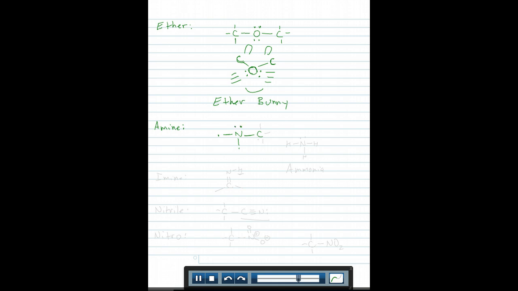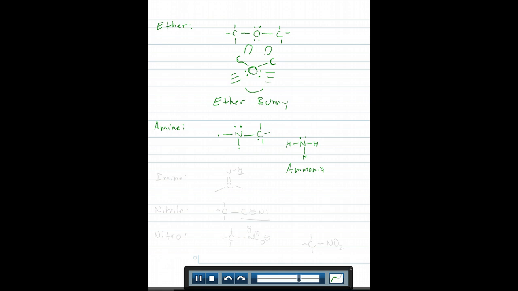If all 3 of them were hydrogens, this is not an amine. This is ammonia. And obviously this is not organic. There's no carbon on it. So that's why amines have to have at least 1 carbon on it to classify as an amine.